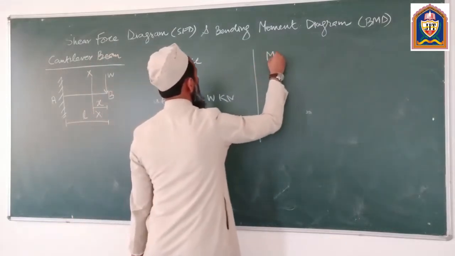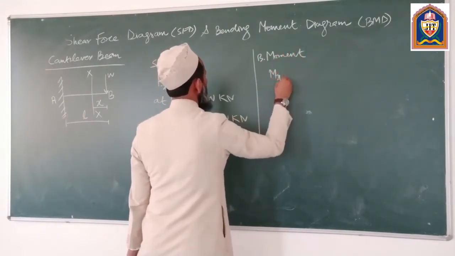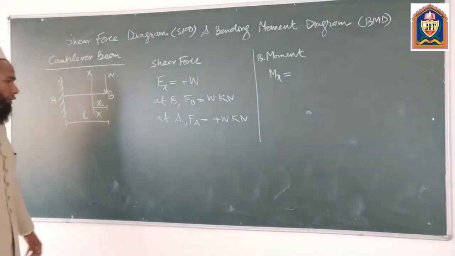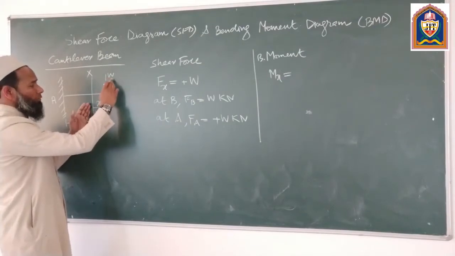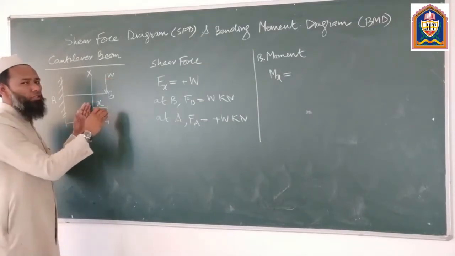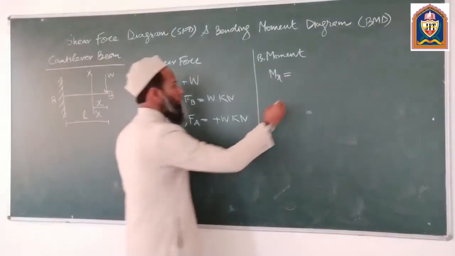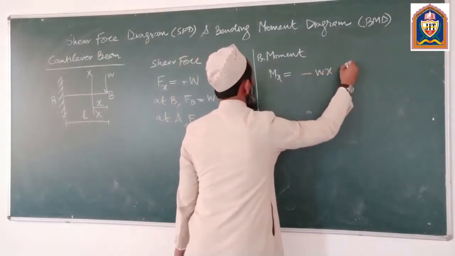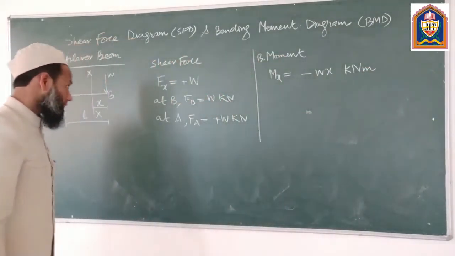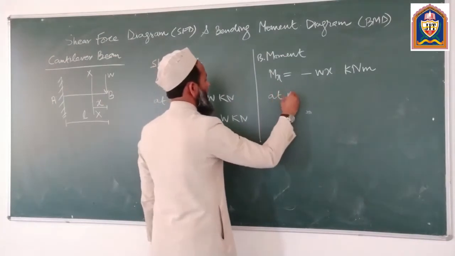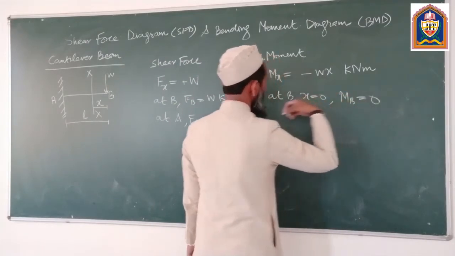Next, we will find out the bending moment, and we will write down the general equation of the bending moment. Now, as per the sign convention, you know the force on the right, W, the moment is W into x, and this W into x is going to take the beam in the downward direction. So it is a case of hogging. So minus W into x kilonewton meter. So at B, x is 0. So MB is equal to 0.